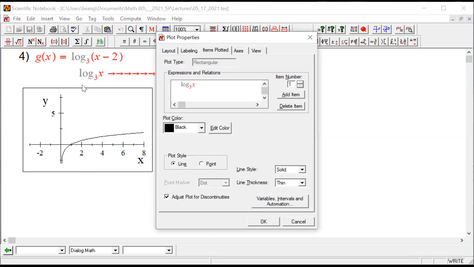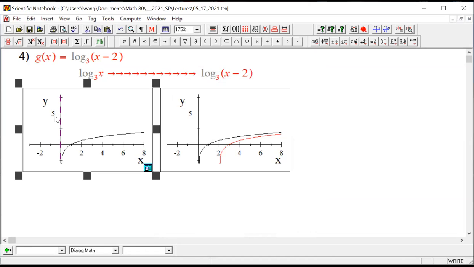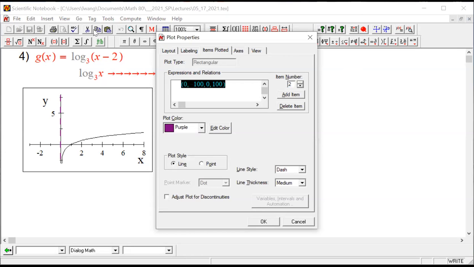And the vertical asymptote, right? The vertical asymptote in log base 3 x is going to be x equals 0. Right? So that's the vertical asymptote. I'm going to use purple, broken medium. That vertical asymptote is also going to be shifted horizontally to the right.